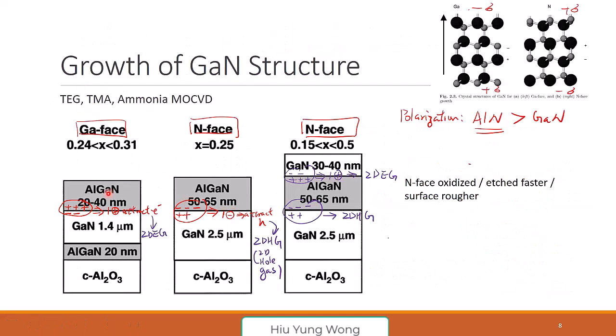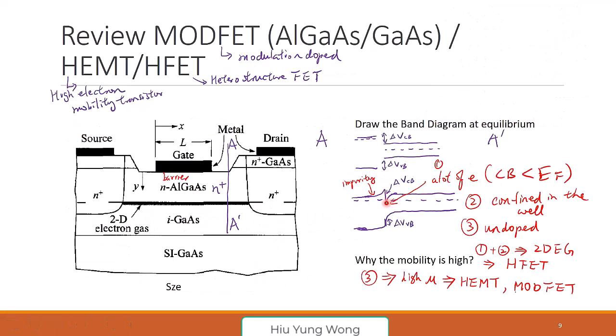I did not dope anything, remember? I only deduced that I have electron gas here because of the polarization charge difference. Here I have the electron gas because I have a heavily doped barrier. If I don't have a heavily doped barrier, this is not going to bend down. You just try to draw the band diagram. If the Fermi level is here, you just don't have this conduction band bend down. Okay, so you can get confused, but both of these are important nowadays.